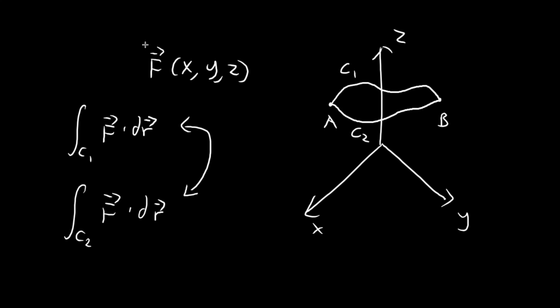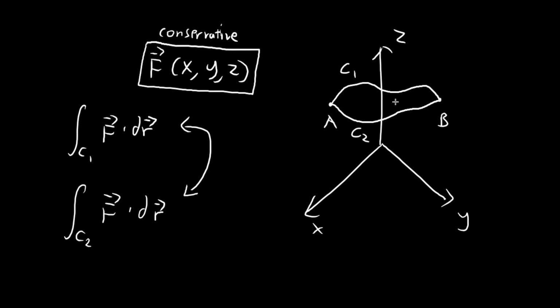And the answer is that it depends on the vector field. So for some vector fields, these 2 line integrals would result in 2 different values. But for some other special vector fields, which are called conservative fields, these 2 line integrals would give you the same value. And that's what's so special about conservative fields. For conservative fields, it doesn't matter what path you take. Another word for this is that line integrals are path independent.